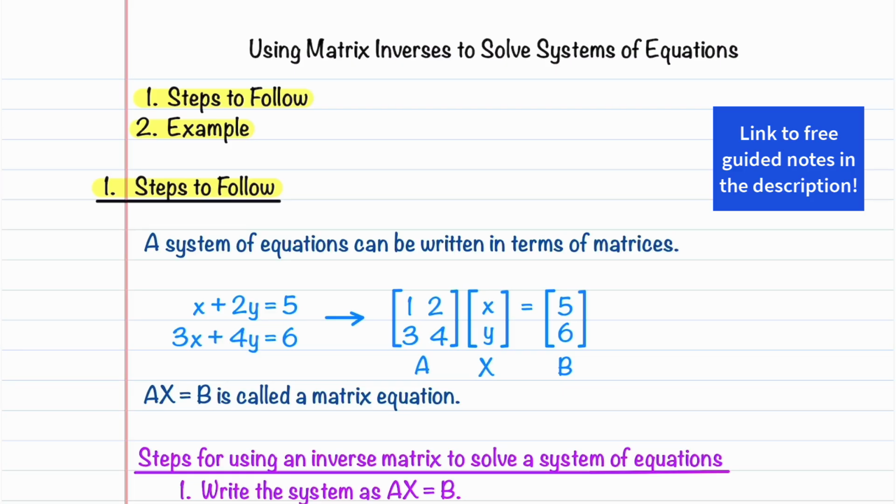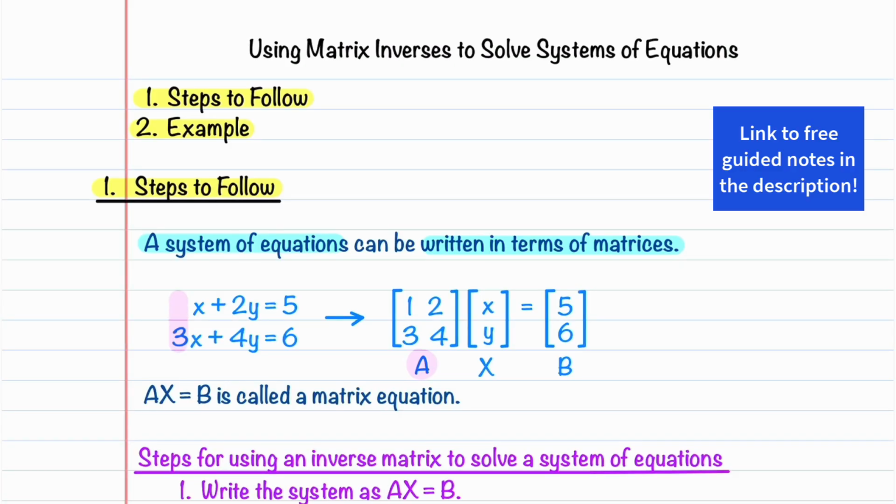A system of equations can be written in terms of matrices. I want to show you how to do that. I have a system with two equations and two unknowns, and we're going to write it in terms of matrices. The first matrix that we're going to use is matrix A, and it's called a coefficient matrix because it contains the coefficients that multiply x and y. Those coefficients are 1 and 3.